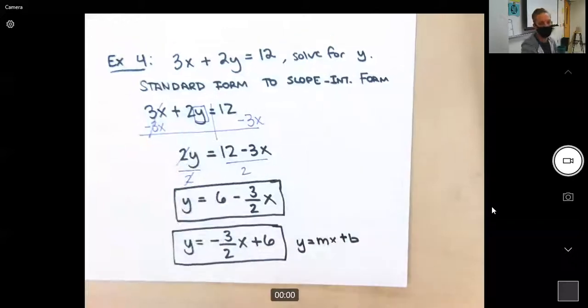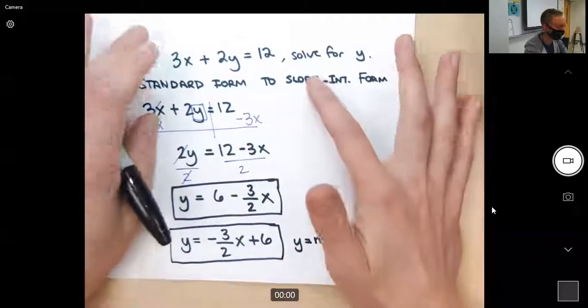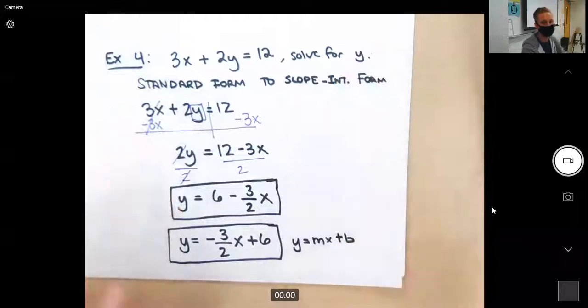Okay? But don't focus on that right now. We are mainly focusing on can you solve for y. So don't worry about the standard form slope-intercept. Just know it will come back up in the future.